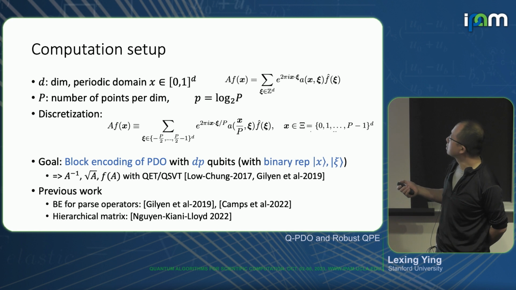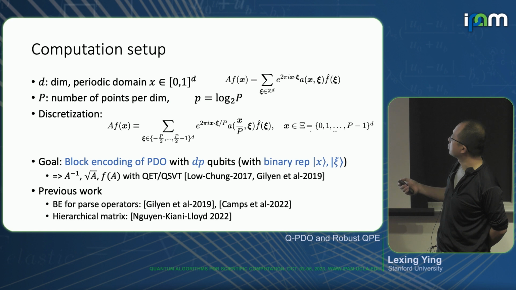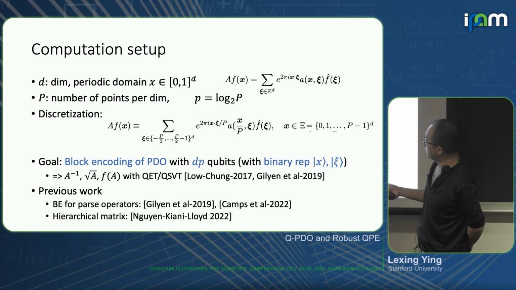Now, in this case, for the pseudo-differential operator, the dual variable of x is not the whole real space. It's actually the integer lattice. Therefore, the pseudo-differential operator takes a slightly different form. The only difference is that instead of doing an integral in ξ, you do a sum in ξ. The rest is the same. We also assume that the number of points per dimension, denoted by lowercase p, is equal to capital P base 2.